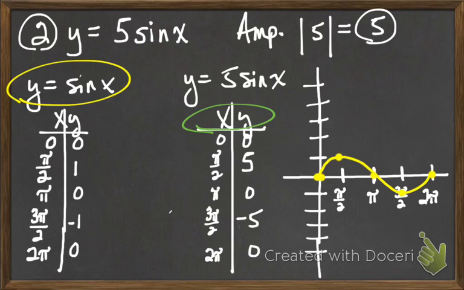So I'm going to graph y equals sine of x in green. And when x is 0, y is 0. When x is pi over 2, y is 5. When x is pi, y is 0. When x is 3 pi over 2, y is negative 5. And when x is 2 pi, y is 0. So y equals 5 sine of x is going to look the same, except the amplitude is 5 times as big. It's just like a vertical stretch.